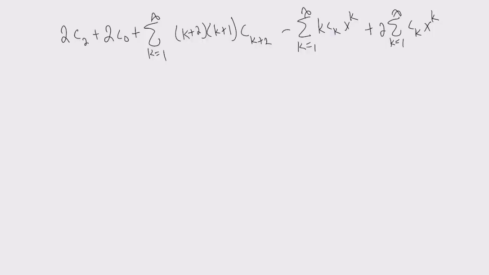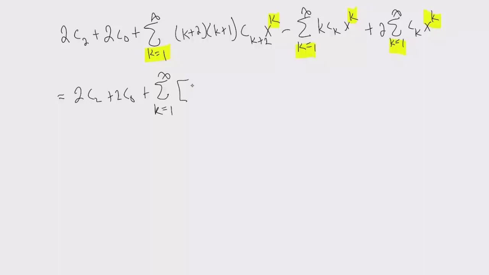Okay, so now I've got all the summations starting at k equals 1. Ooh, I'm missing an exponent. So x to the k, whoops. So the summation parts match and the exponent parts match. So now I can combine them into a singular summation symbol. So 2c2 plus 2c0 plus summation of k equals 1 to infinity.